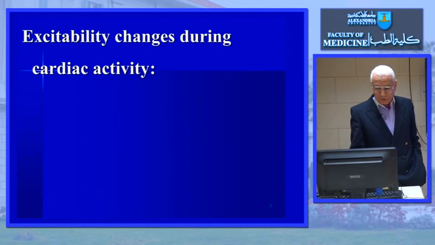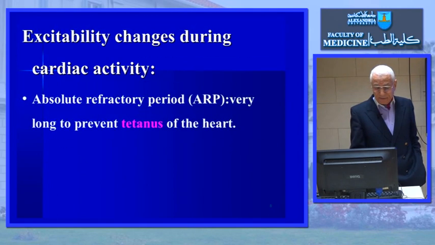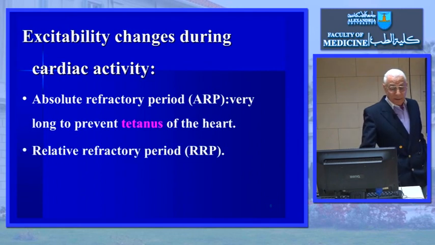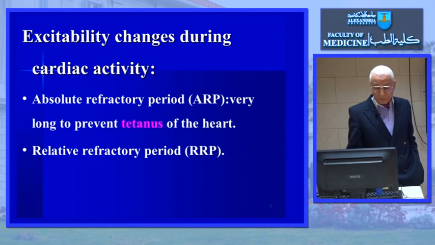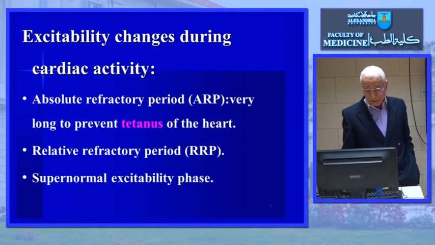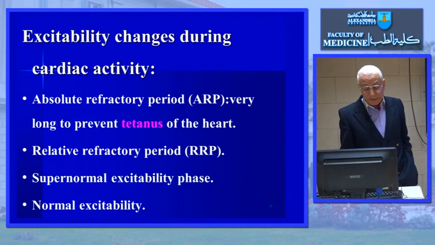Excitability change during cardiac activity: first phase, absolute refractory period, very long to prevent tetanus of the heart. Second, relative refractory period, and third, supernormal excitability, and finally, we get back again to normal excitability. Very good.